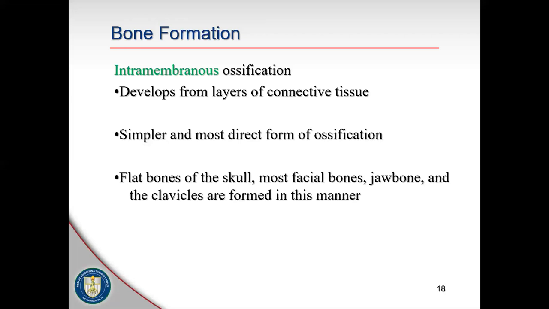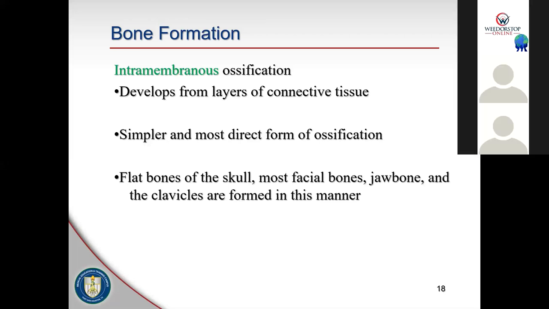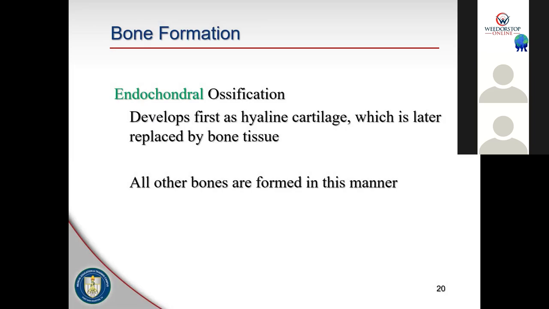We spoke of bones of the skull, facial bones, jaw bone, or the mandible, and the maxillary area. You have the clavicles. Those bones are formed directly within the membrane. Every other bone that you can think of besides these will be that of endochondral ossification. So endochondral ossification makes up a lot of the bones in our body.